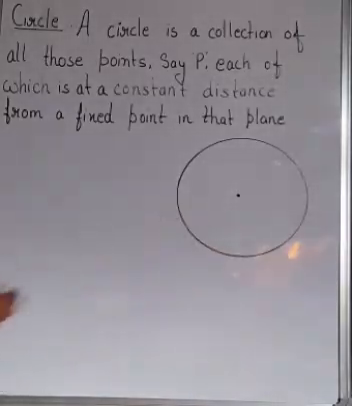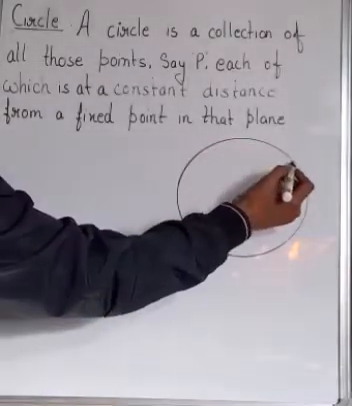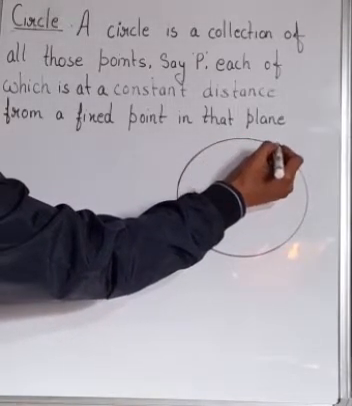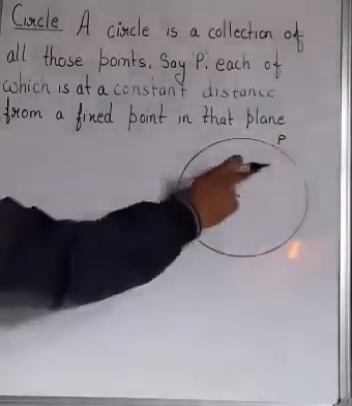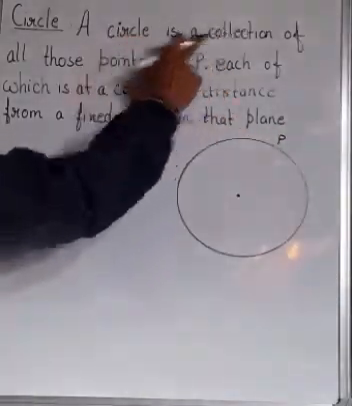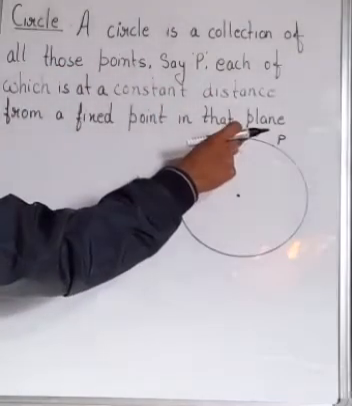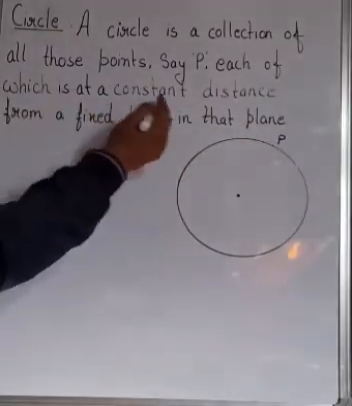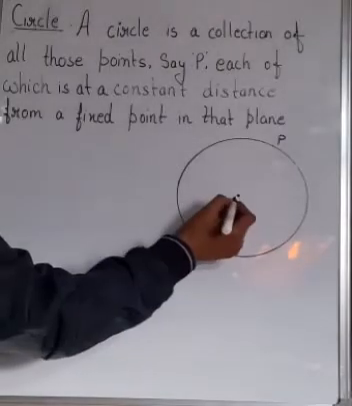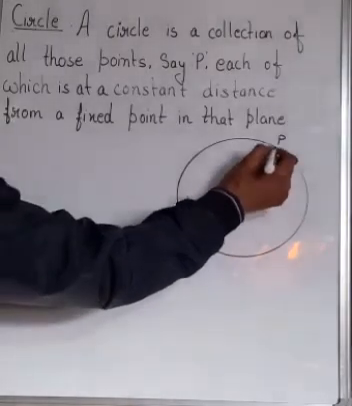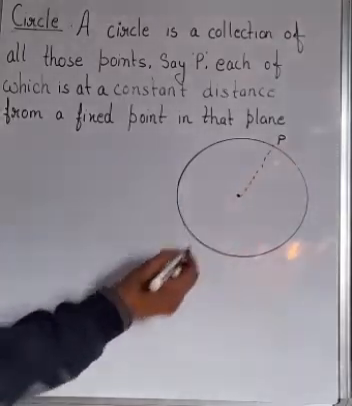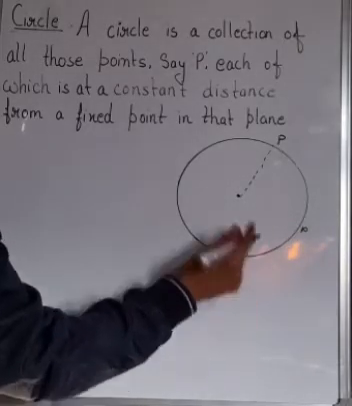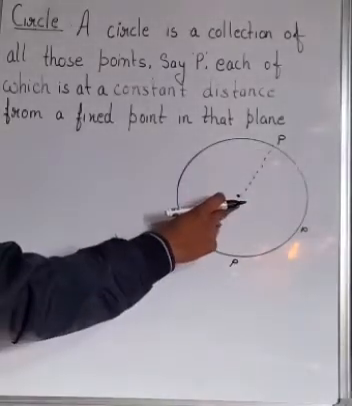I have drawn a circle over here, and you can see that this is an arc, a continuous arc. Here I am having so many points and I consider one point as P. So a circle is a collection of all those points, say P, which is at a constant distance from a fixed point. This is the fixed point, and this point P is at a constant distance from this fixed point. Whether you take this P over here or you take a point P over here, they all are at a constant distance from a fixed point.